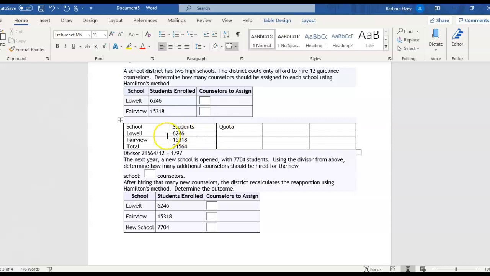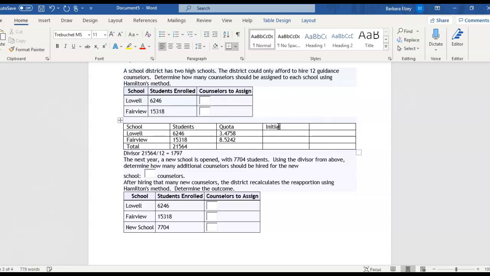All right, so let's get our quota. Let's divide each of the 2 populations by 1797. So I'll divide 6246 by 1797. And that is 3.4758. And then I'll divide 15,318 by 1797. And I get 8.5242.